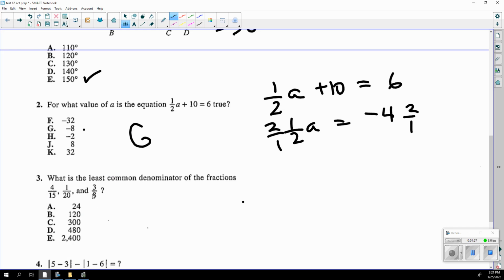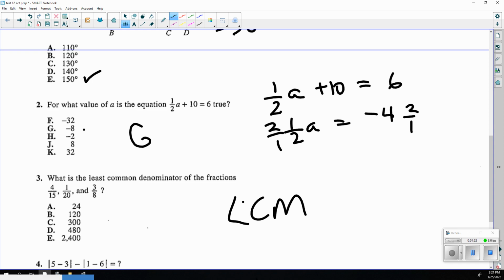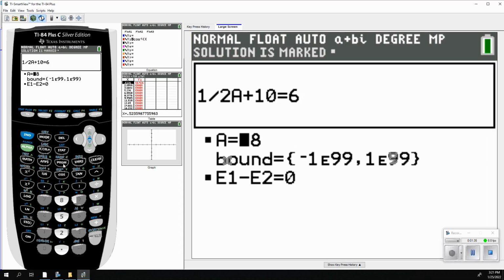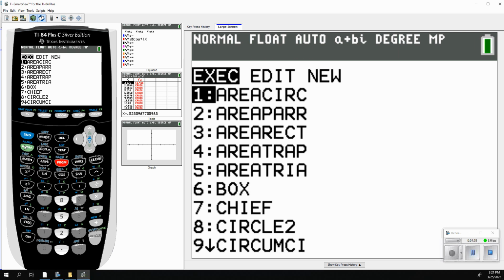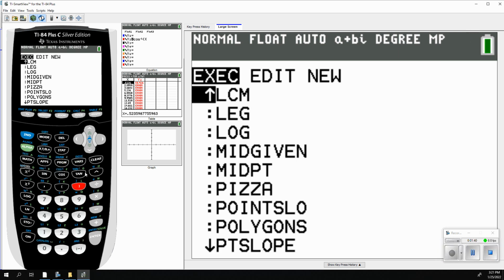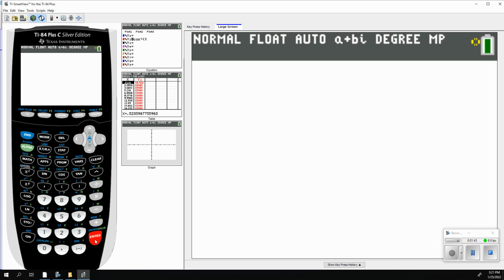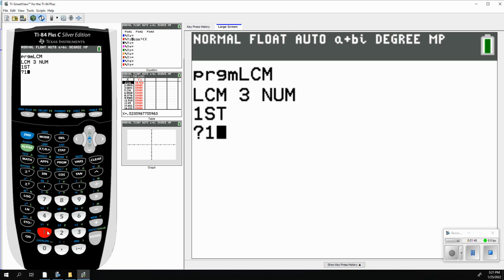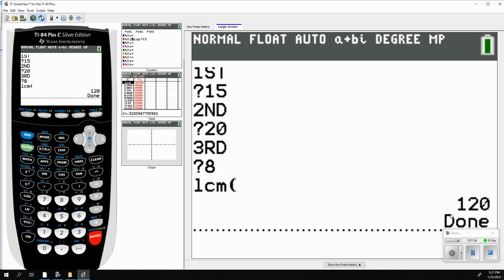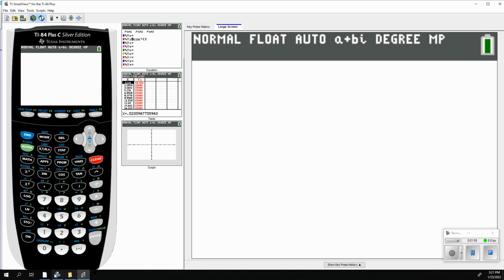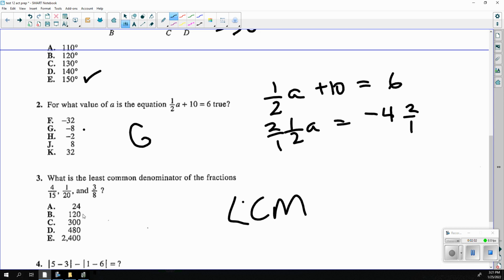Okay, number three is a classic LCM. It's a least common multiple of the three denominators, so it's a program. I hit alpha L, gets me to LCM quicker, and then I hit 15, 20, and 8. Again, only entering the denominators. The numerators do not figure, and the answer is 120 for those. So that's a real cool program usage, and the answer is B.